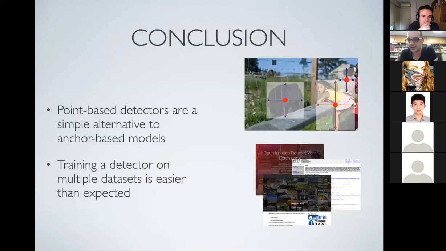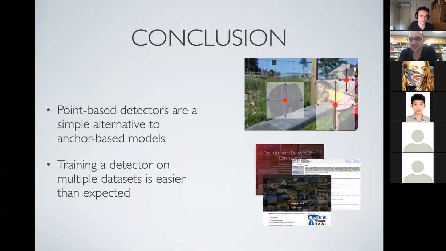All right. With that, I think I'm roughly at time now. I think the two main points I want you to remember from this talk are that point-based representations for objects are actually a very simple alternative to anchor-based models. And if you have a chance to use them, you should use them. I hope you don't use anchors.